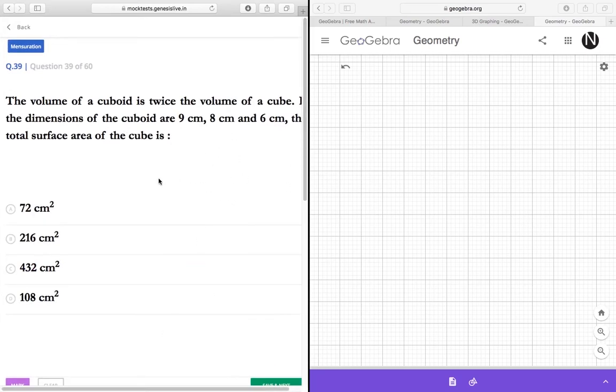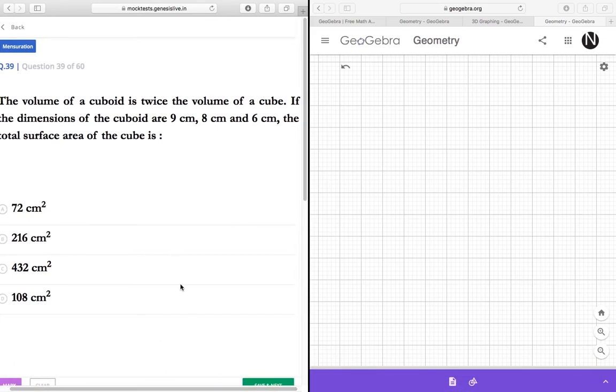The volume of a cuboid is twice the volume of a cube. If the dimensions of the cuboid are given, find the total surface area of the cube. Fantastic. Very simple question actually. So the volume is given as 9, 8 and 6 of cuboid. That is 9 into 8 into 6. Volume of cuboid is twice that of cube. So volume of cube is half of that. That is 9 into 8 into 6 divided by 2, which is 9 into 4 into 6, or 9 into 4 is 36. I will write the same thing as 6 into 6 into 6, 6 cube.